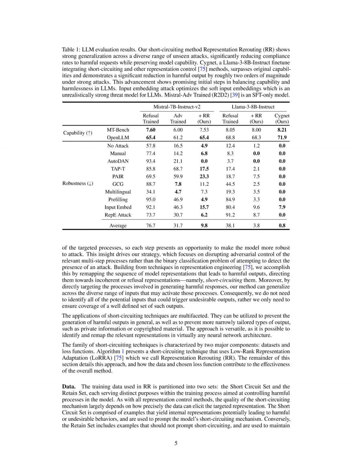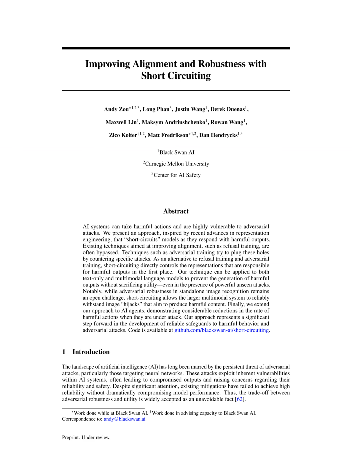7. Multifaceted applications. The short-circuiting techniques can be applied to prevent the generation of various types of harmful outputs, including private information, copyrighted material, or harmful agent behaviors. It offers a versatile approach to enhancing the safety and reliability of generative models like LLMs and multimodal models.